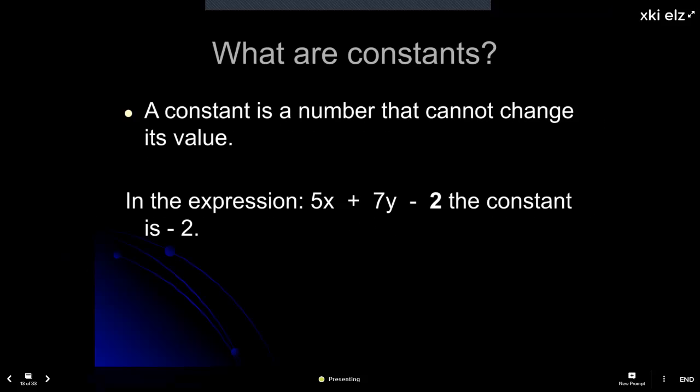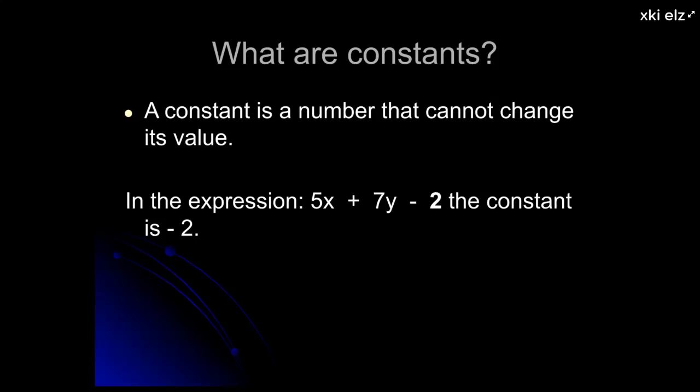All right, what are constants? A constant is a number that cannot change its value. Or in other words, it's just a regular number. In the expression 5x plus 7y minus 2, the constant is -2. And do note that you have to take the sign in front of the term you're talking about. In this case, we're talking about a constant. Constants are also terms. They're special terms. They're just numbers. But it's not 2, it's -2. You got to grab that sign that's in front of the number.